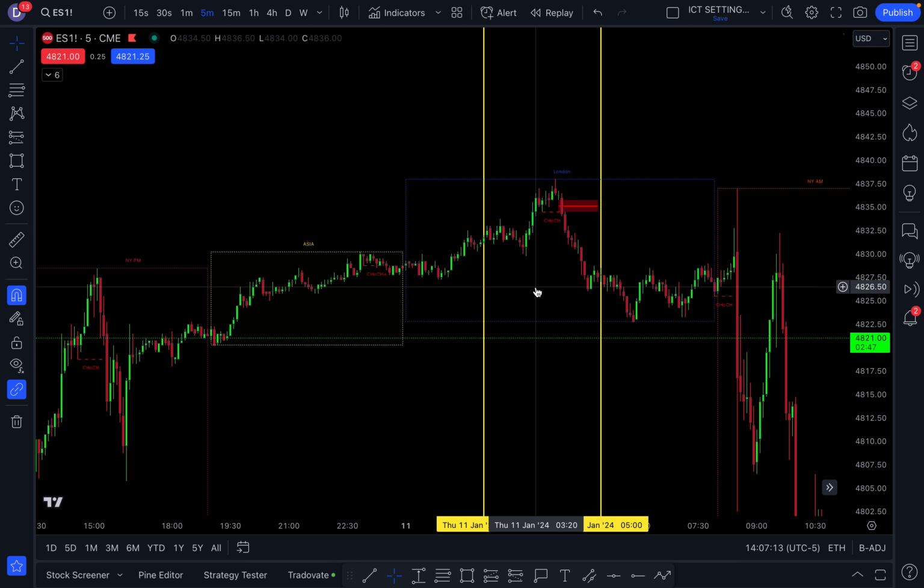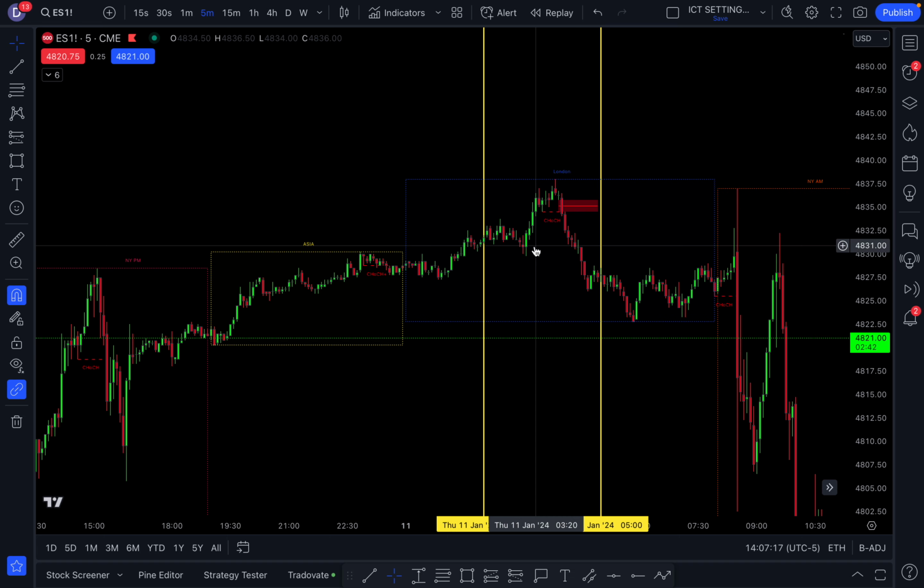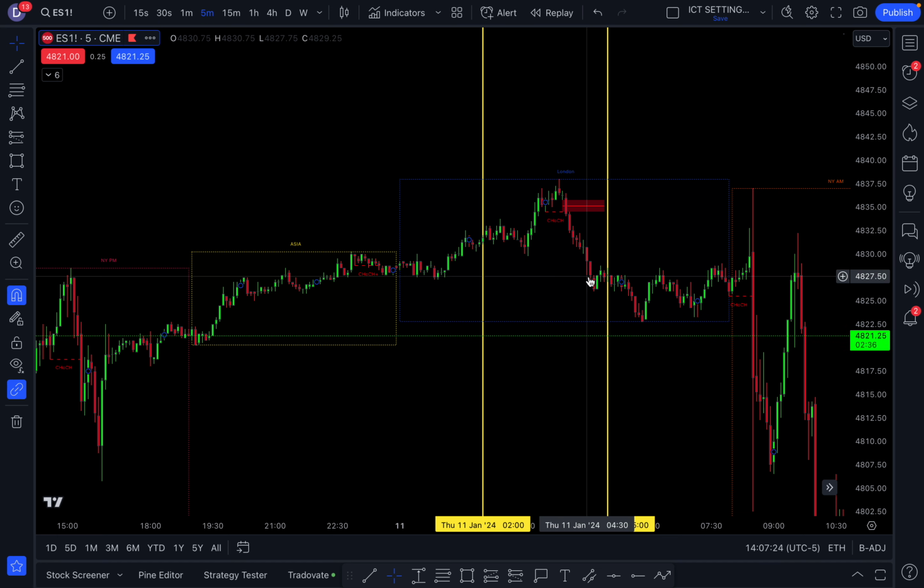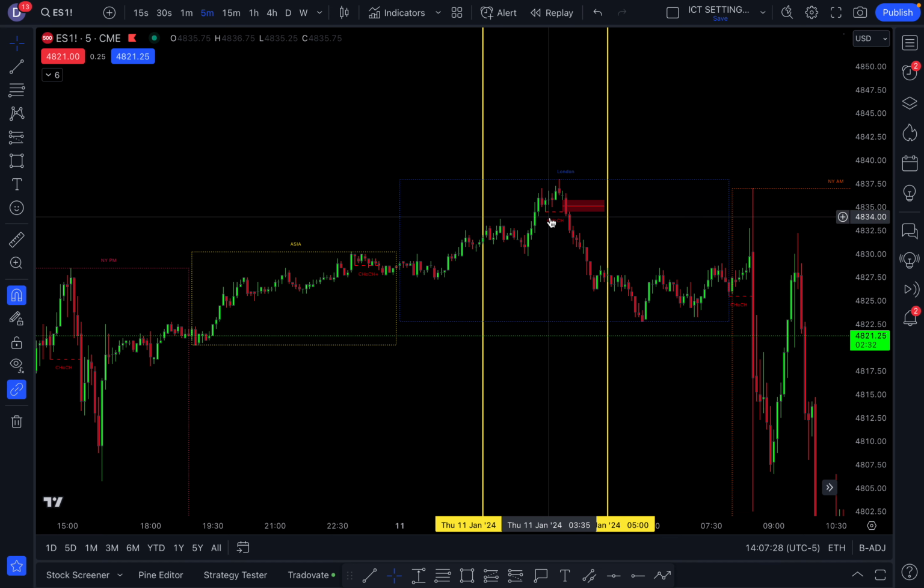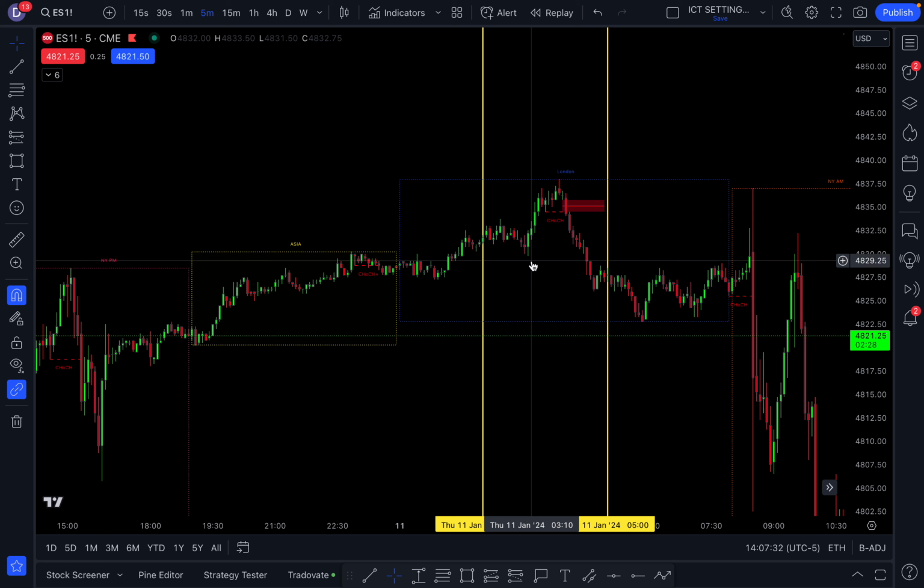So you'd want to wait for a change of character in this area, CHoCH or MSS, market structure shift, and then you can enter your trade somewhere around here. You can see Lux Algo: we had high, lower low. This would have been your confirmed CHoCH, high, lower low. This is also a CHoCH. So we got our structure here, and we would expect to see lower prices, right?